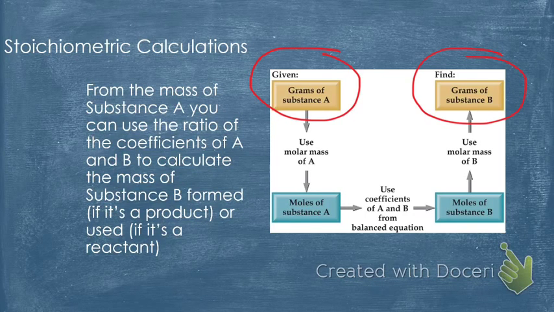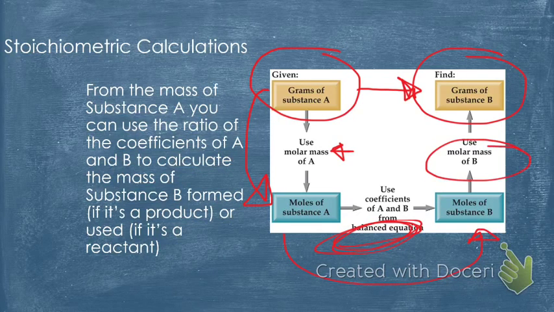But you can't go directly. Notice we can't go directly from grams to grams. You can never do that. You have to go from grams to moles of A using the molecular weight, or the molar mass. Then, based off of the coefficients of the balanced chemical equation, and that's the important part there, you can go from moles of A to moles of B. Then use the molecular weight of B to find out the total grams of B.